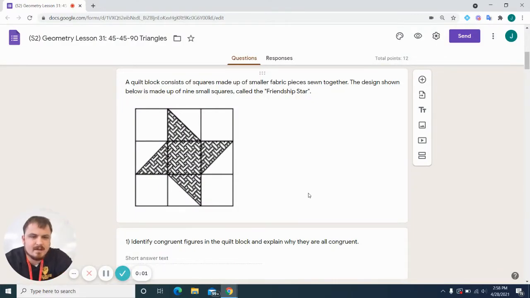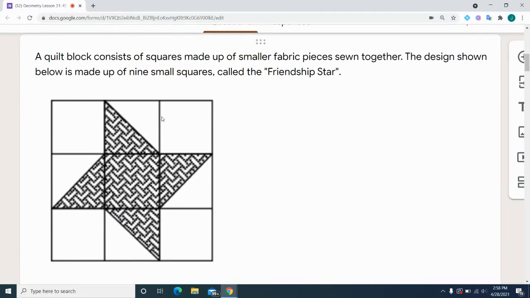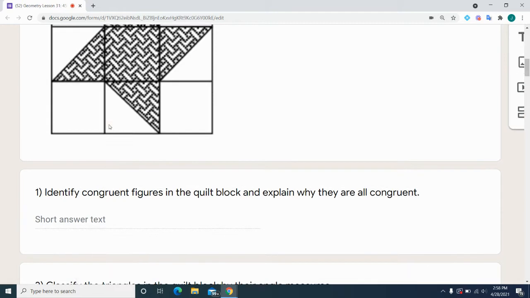All right, hello everybody. We're going to look at 45, 45, 90 triangles here. So to begin the lesson, if you look right here, we have this thing called a friendship star. And so the first question asks you to figure out which ones are congruent.